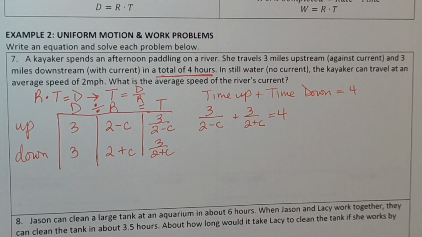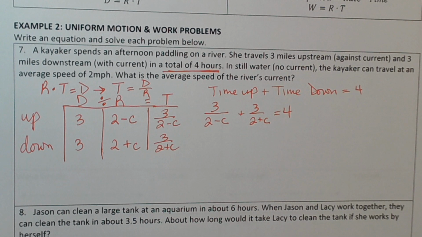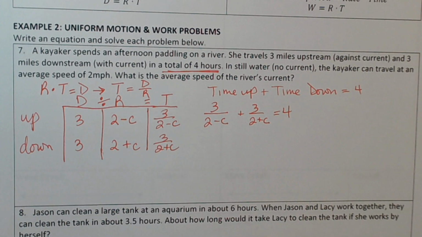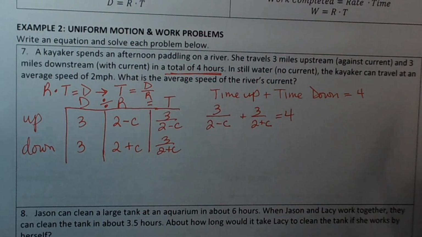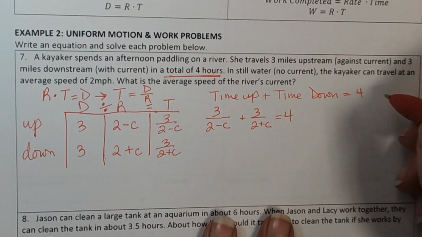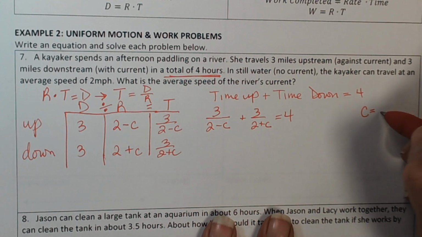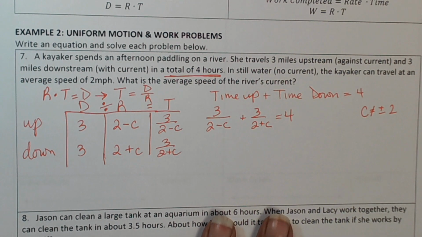All right, so now this looks just like what we just did. We have a rational equation. We'll think about the restrictions in a second, but we'll kind of write them off to the side and check them at the end. So our restrictions will be c is not equal to plus or minus 2. We just have to make sure that our answer doesn't conflict with that.